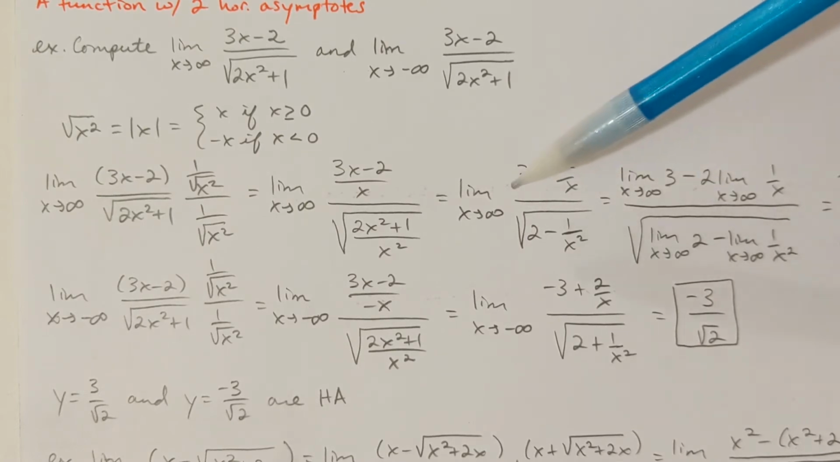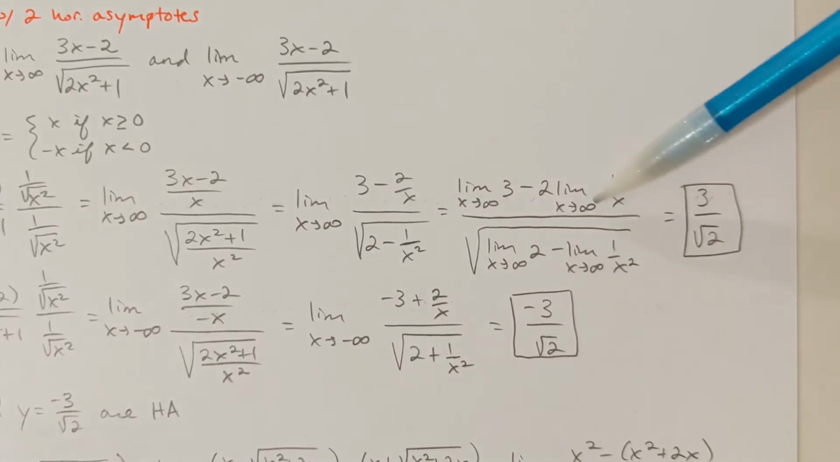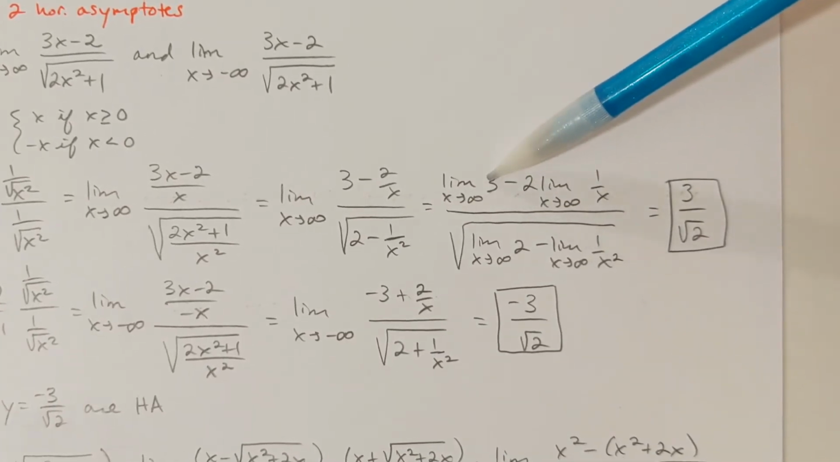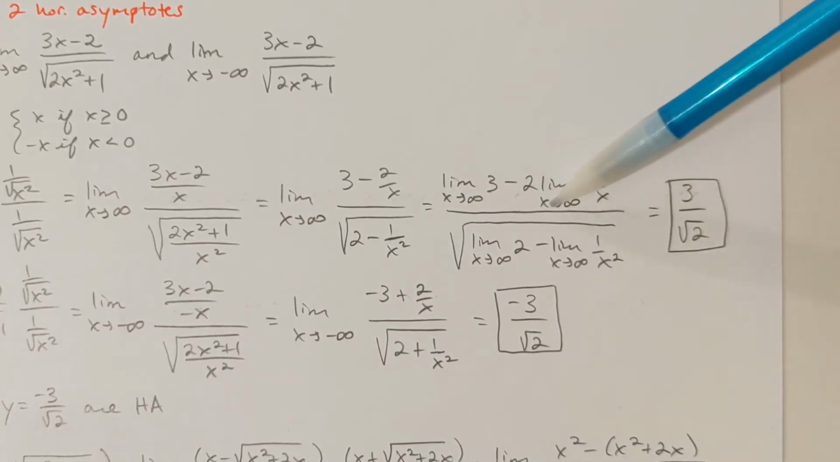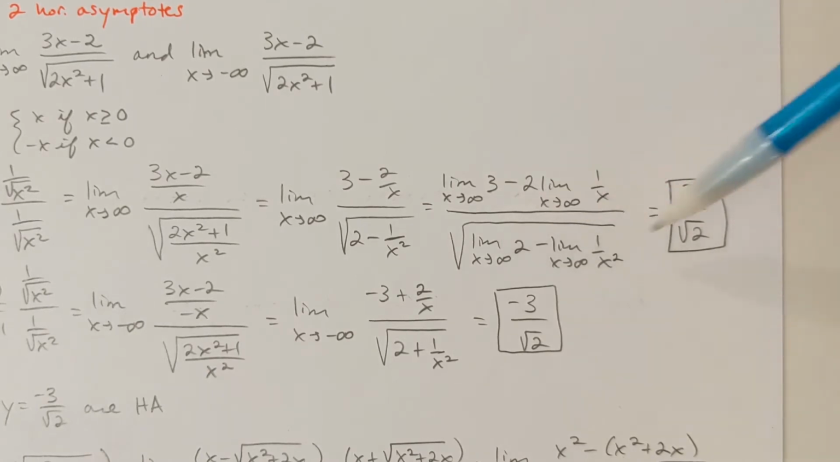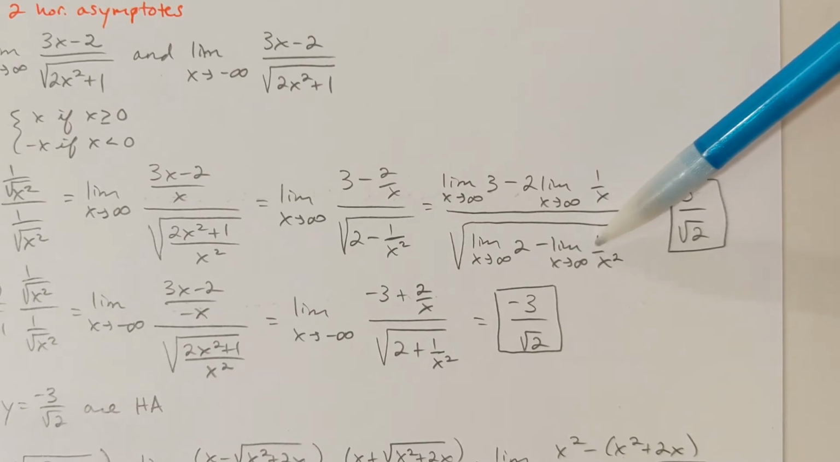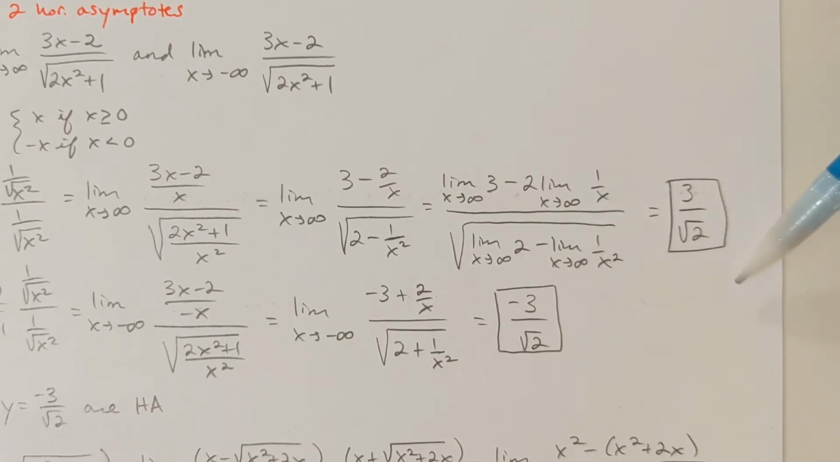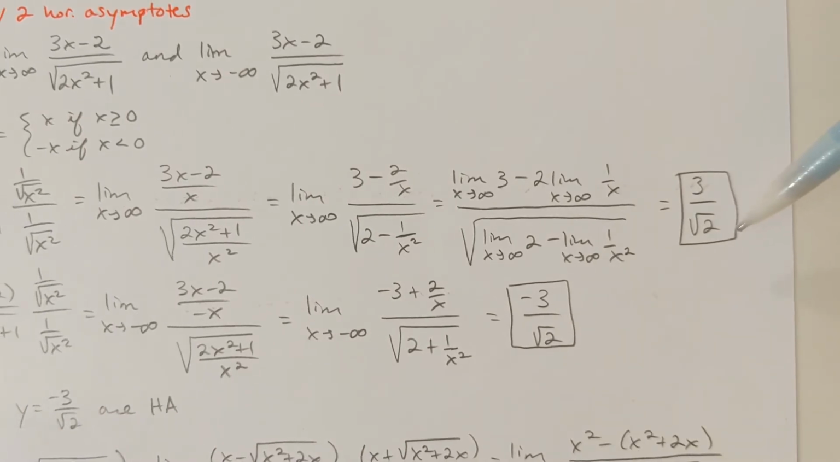I can split all this up into 4 individual limits. Limit of a constant is always the constant. Limit as x approaches infinity of 1 over x, that's 0. Limit of a constant is the constant. Limit as x approaches infinity of 1 over x squared, that's 0. So we end up getting 3 divided by root 2, which is the answer to this limit.